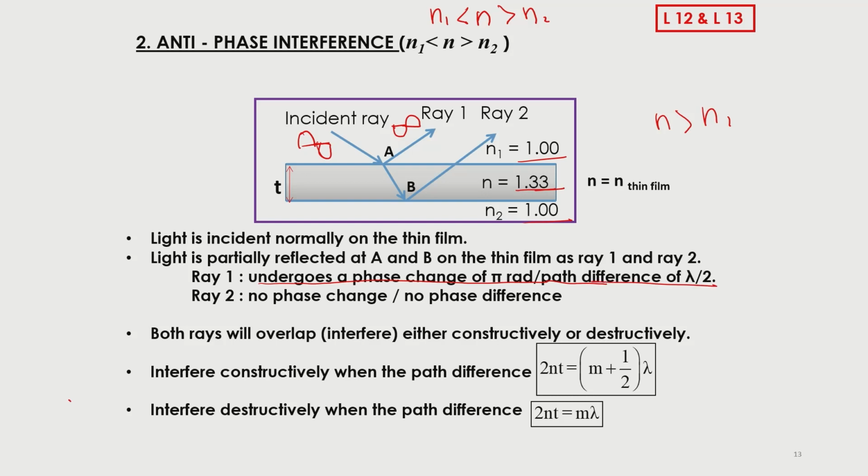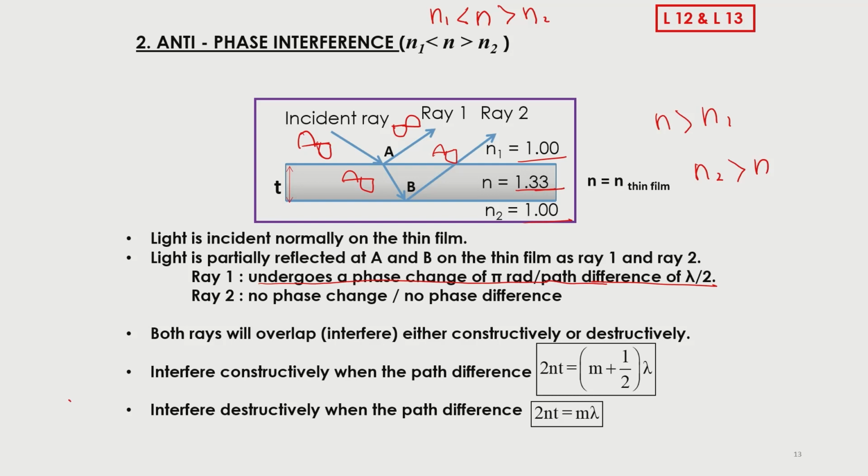What about ray 2? Does it undergo a phase change or not? Okay, let's have a look. For example, the incident wave is positive, negative. What about the reflected wave for ray 2? It will still remain positive, negative. Why? Because it does not undergo a phase change, since it reflects from a boundary at which the index of refraction decreases. Can you see it decreases? 1.33 to 1 is a decrease.